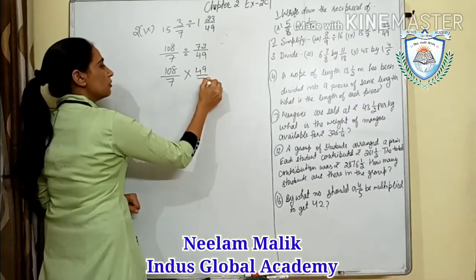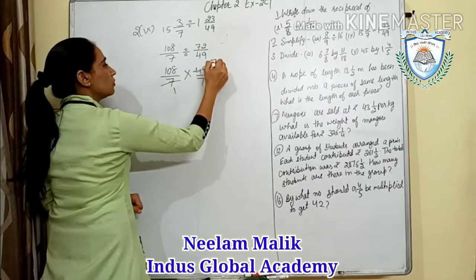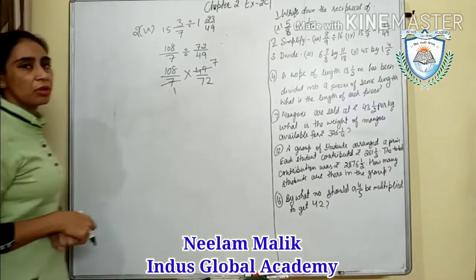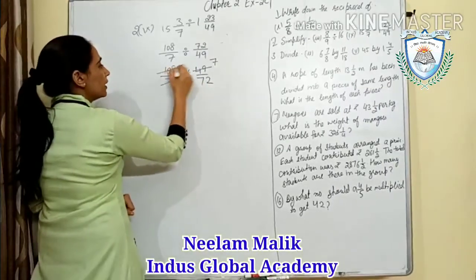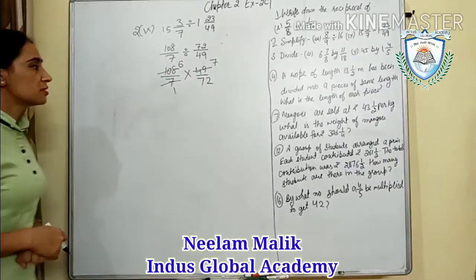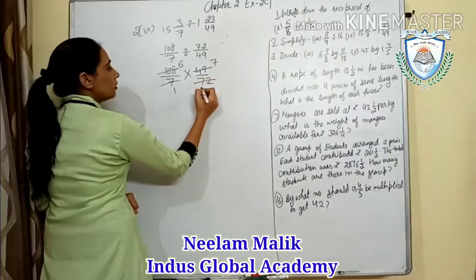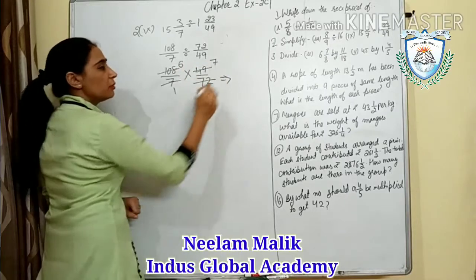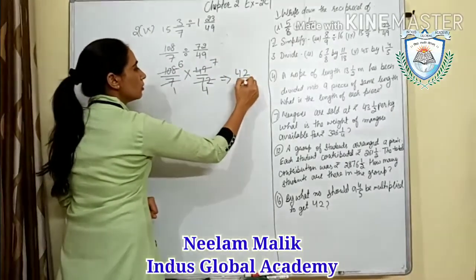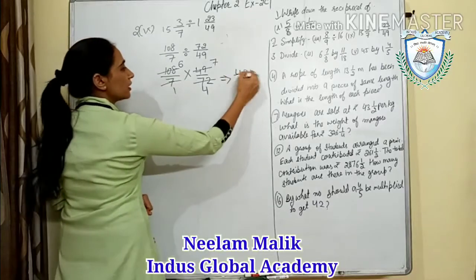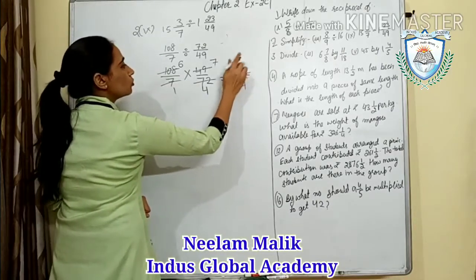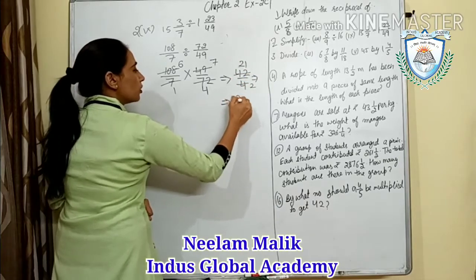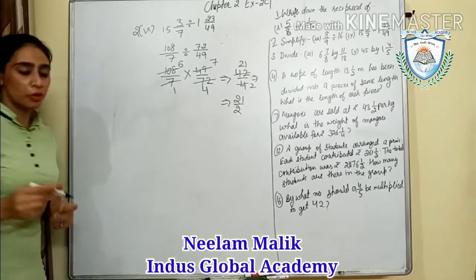49 upon 72. 7 1s are 7, 7 7s are. They are cutting or not? They are cutting, but on the table of 18. Okay, so 18 6s are and here 18 4s are. Okay, so now we will multiply this. What it will be? It will be 42 upon 4. Further they are cutting at the table of 2. 2 2s are and 1s are 2 2s are. So what is our answer? Our answer is 21 upon 2.